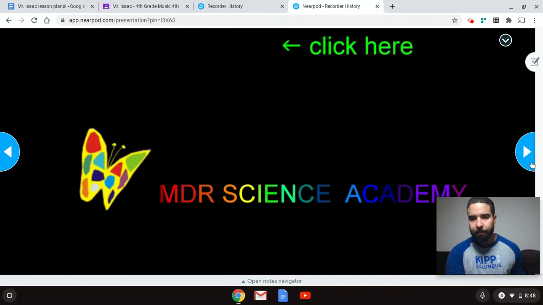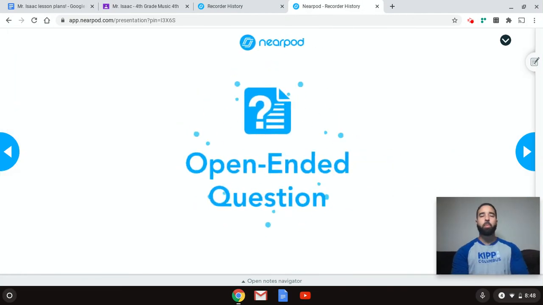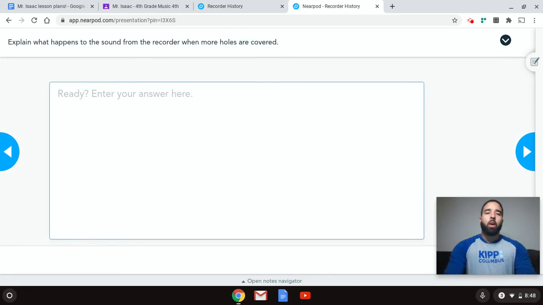Moving on. Open-ended question here. Explain what happens to the sound from the recorder when more holes are covered.